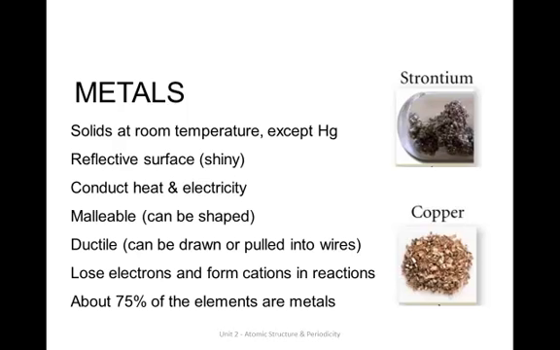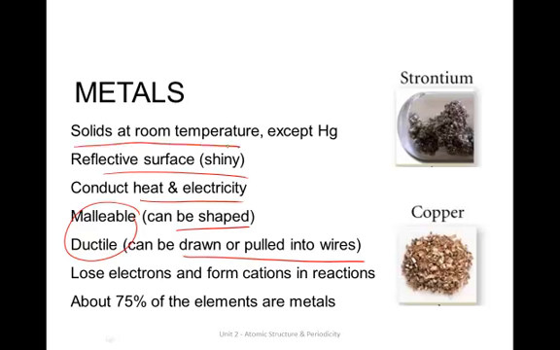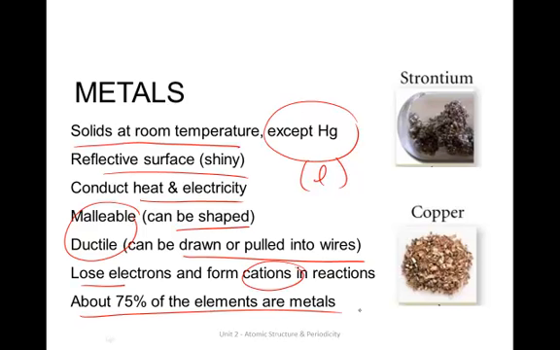So if we take a look at the properties of metals, many of these you should already know or have seen before. Metals conduct heat and electricity very well. They're reflective, meaning they have a shiny surface. They're malleable and ductile, meaning that they can be shaped or drawn or pulled into wires, which we know, of course, is true for metals. It turns out that most metals are solid at room temperature, except for mercury, which is a liquid at room temperature. As we said previously, they tend to lose electrons to form cations, and as you saw in the periodic table, the majority of elements are, in fact, metals.